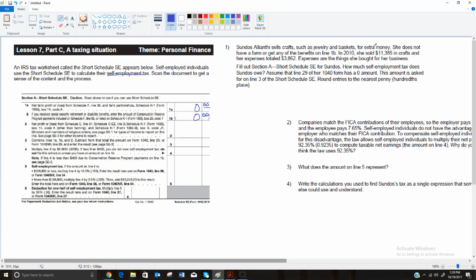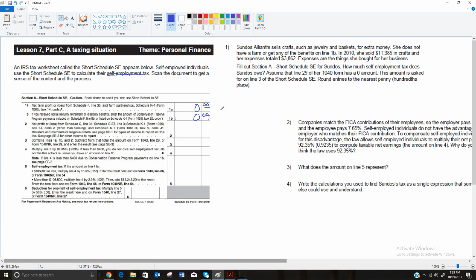It says in 2010 she sold $11,385 in crafts, and her expenses totaled $3,862. Expenses are of course things that she bought for her business, that she spent money on to run her business. So it says to just fill out this form for Sandoz. How much self-employment tax does she owe?